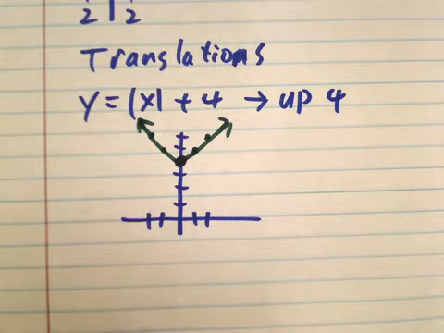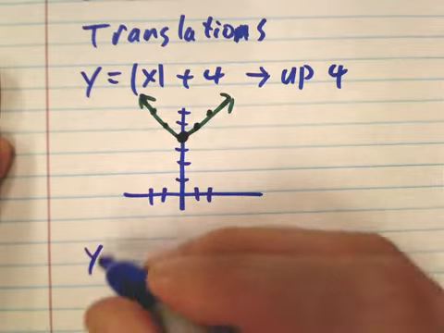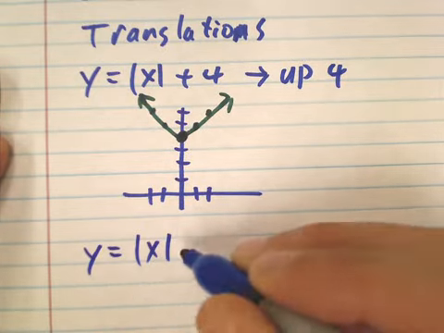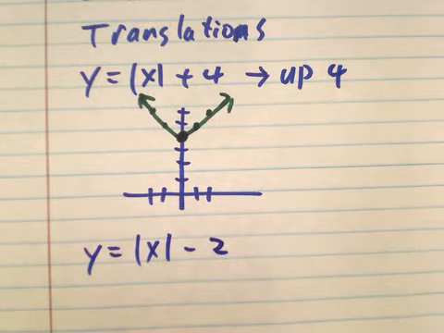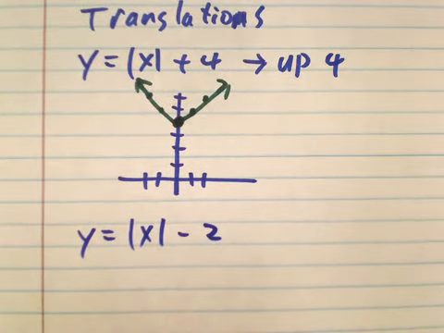So go ahead and try one like that for me. Y equals the absolute value of x minus 2. Think about what that might do to the graph and then try to graph it.